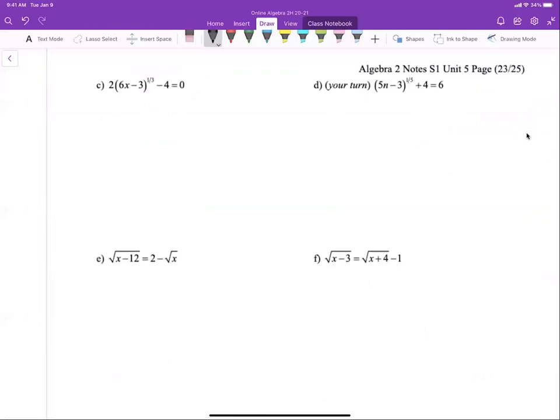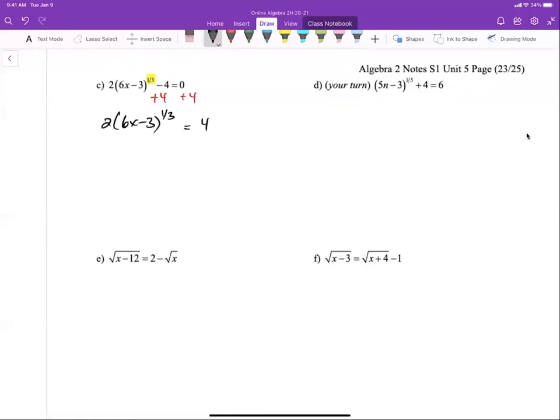All right, C. I have a radical. It's in the form of a fraction. That 1/3 is the same as the cube root. I need to get that radical by itself. And so how do I do that? First thing I need to do is add 4 to both sides. And so I'm left with 2 times 6x minus 3 to the 1/3 power is equal to a positive 4.